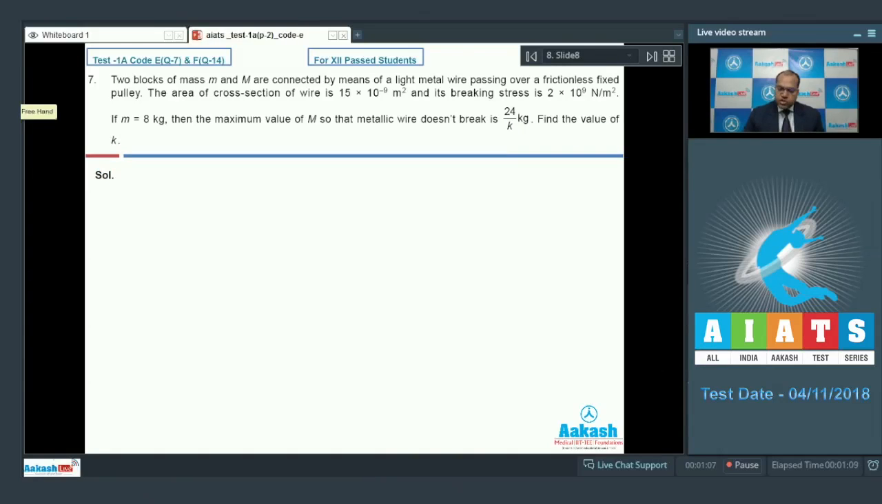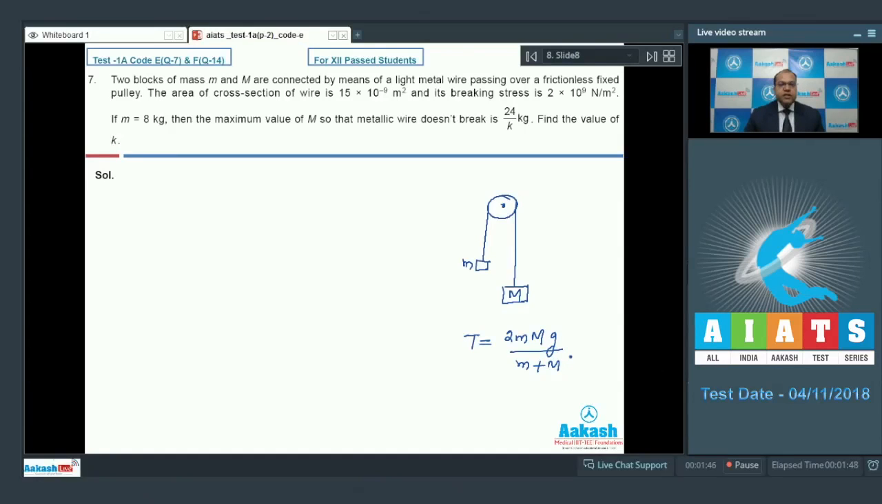So if I analyze the situation, suppose this is the pulley and this is a small mass m and this is another block of mass capital M. If the pulley is fixed, then we can calculate the tension in the string. If these two masses are M1 and M2, then the tension comes out to be 2 M1 M2 g divided by M1 plus M2. So the tension can be written as 2 into small m into capital M g divided by small m plus capital M.